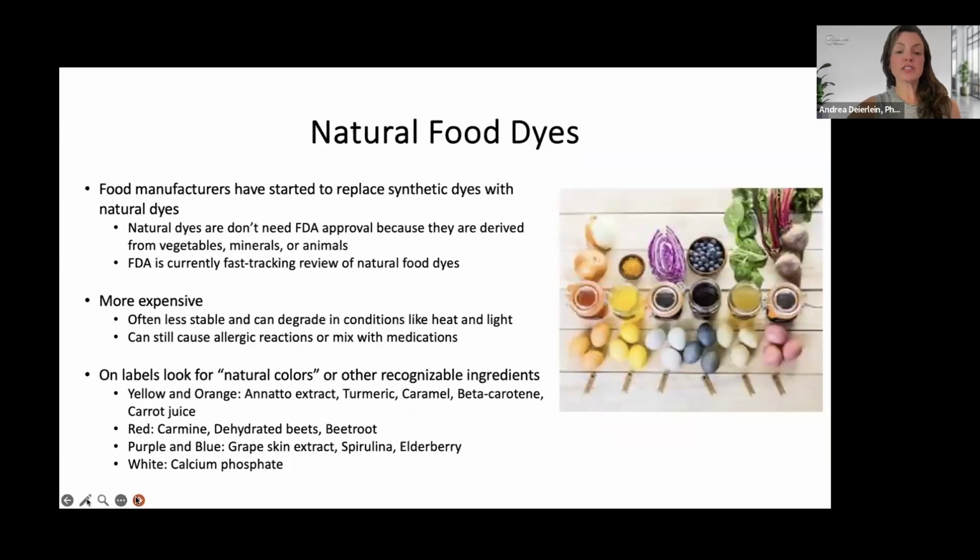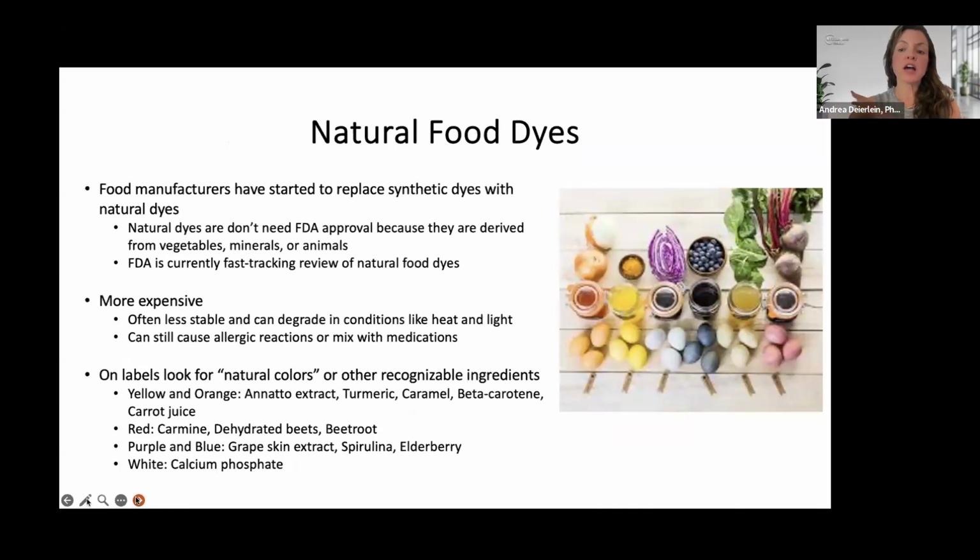And so just to be aware that because we're going to be phasing out these synthetic dyes, you will start to see that natural food dyes are going to take their place. So natural food dyes actually don't need to undergo FDA approval because they're derived from vegetables, minerals, or animals. But the FDA does review them.